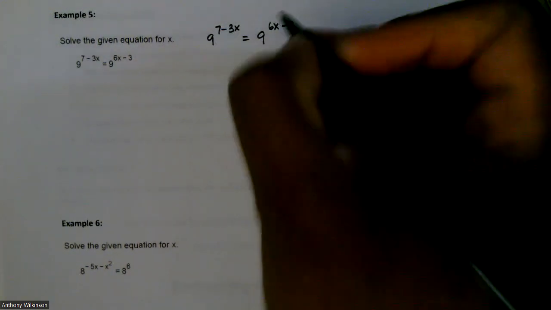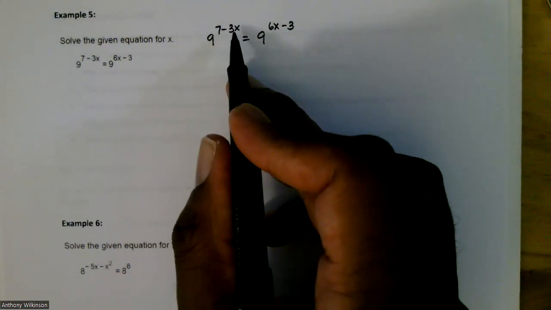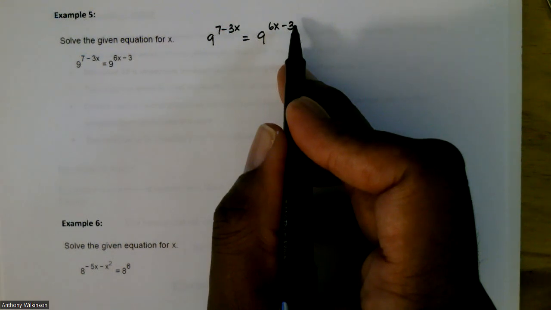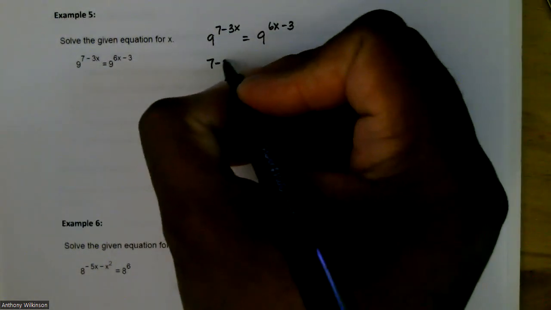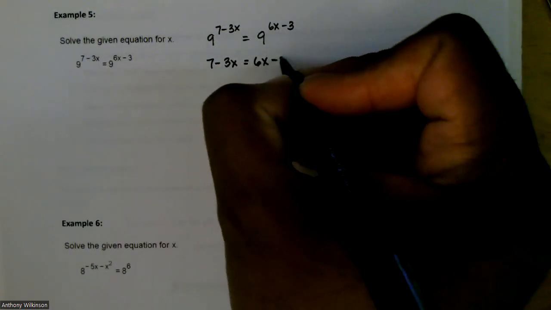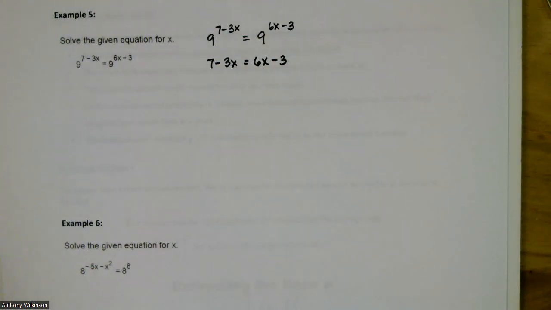Right, so let's look at some problems like this one right here. Let's say we want to solve this given equation, 9 to the 7 minus 3x equals 9 to the 6x minus 3. Notice the bases are the same. That means I can set this exponent to be equal to that exponent. So that means I have 7 minus 3x is equal to 6x minus 3. Here I'm just setting the exponents to be equal to each other. And then we can go ahead and solve that equation.